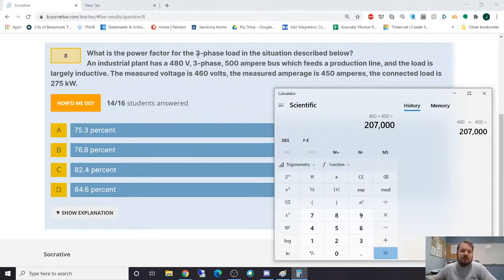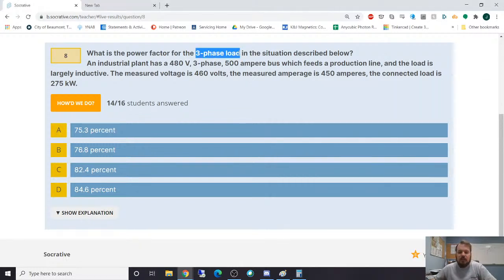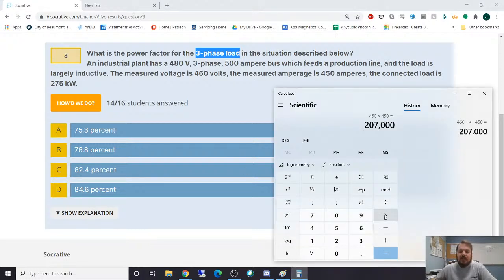This is three-phase. Anytime you're working with something three-phase, you have to multiply it by 1.73. That's just a rule for working with three-phase systems. And the key word that tipped you off to that is that it said three-phase. So it's voltage times amperage times 1.73.